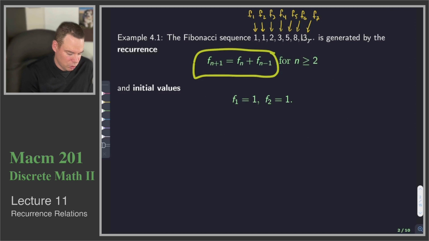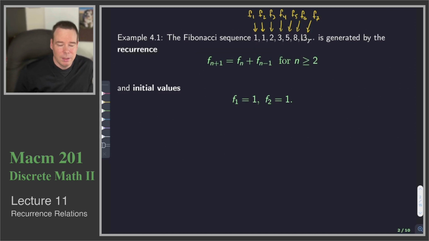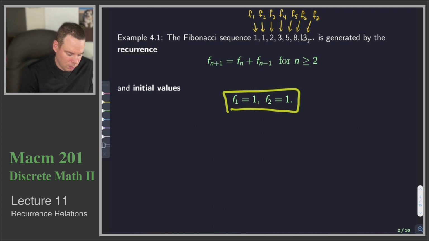So that's what this relationship is telling us. It's telling us how to get the next term of the sequence from the previous two terms. That alone doesn't determine the sequence. We had to have a starting point. So there we had to start our sequence off, in this case with two ones, and that's what we have written here. These are our initial values.